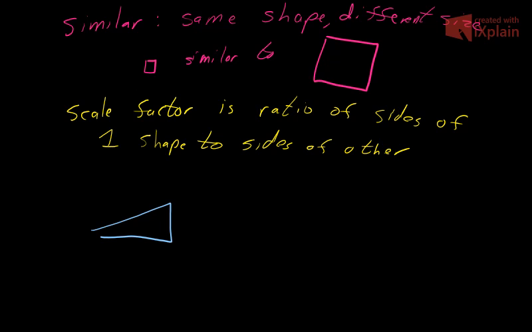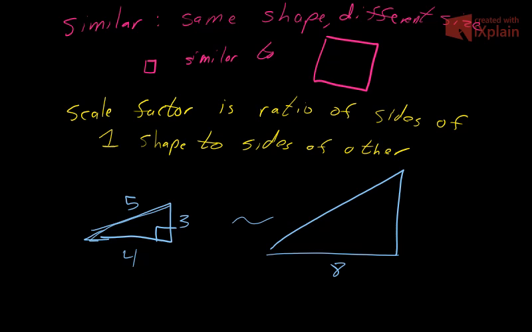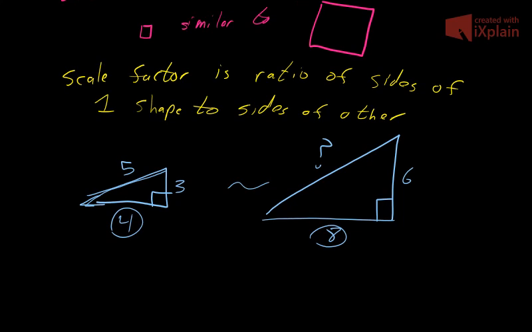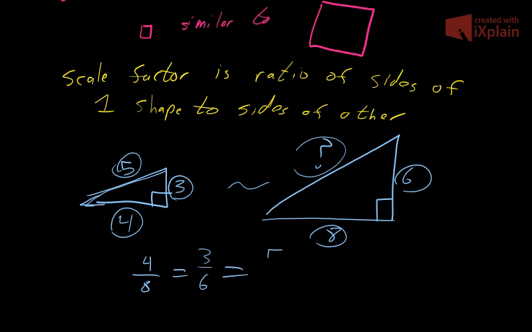If I have a triangle with side lengths of 3, 4, and 5, and I say that it is similar to a big triangle with side lengths 8 and 6, and I don't know what this one is, what this tells me is that my ratio of 4 to 8 has to be equal to my ratio of 3 to 6, which has to be equal to my ratio of 5 to whatever this number is. I'm going to put a question mark there.